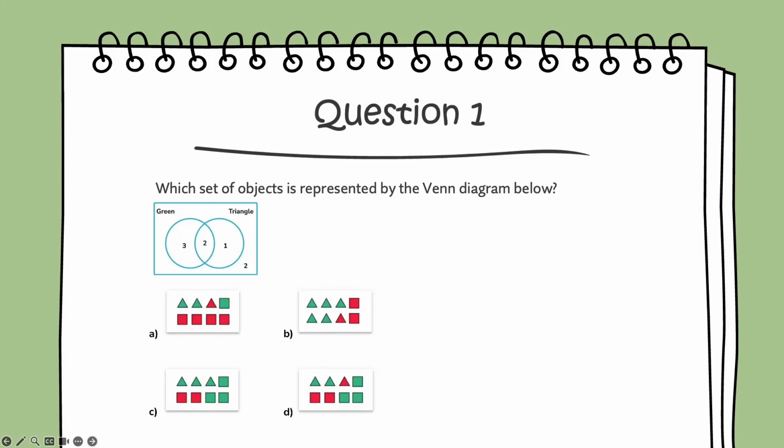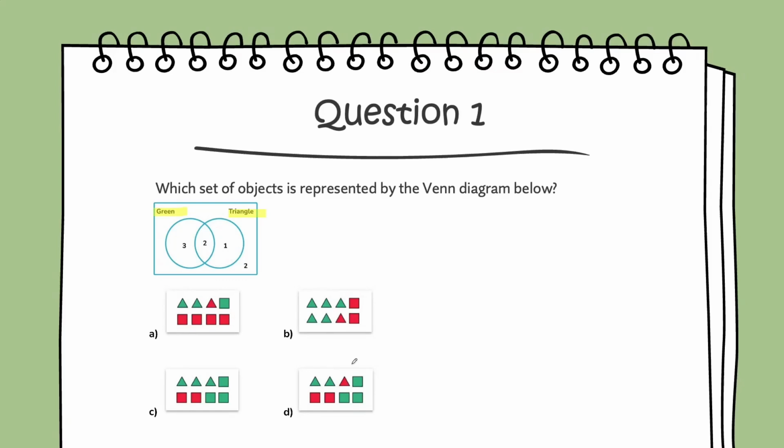So if you look at the first question, it says which set of objects is represented by the Venn diagram below. If you look at this, we've got two things to look at. We've got the color green and we've got the shape triangle, right? And over here in our images, we've got triangles and squares that are either green or red.